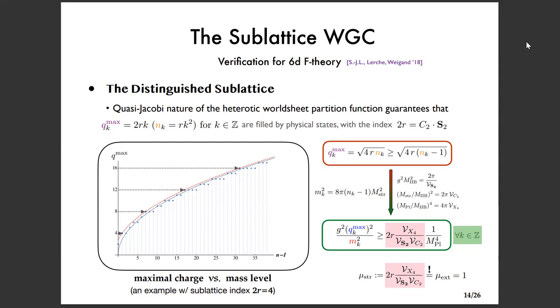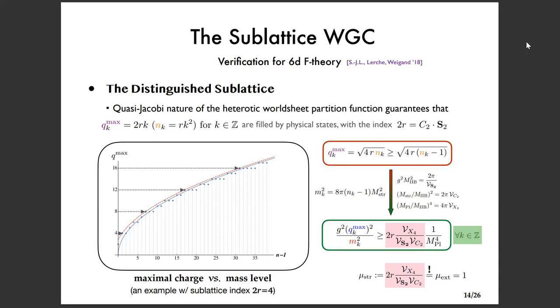Let me emphasize that this is actually a model independent result. This means that the sublattice weak gravity conjecture has been verified for every six-dimensional EFT of F theory. And this is remarkable because there are a plethora of such EFTs, over billions of them. And we have just verified the conjecture for all of them at once. So this is pretty powerful.